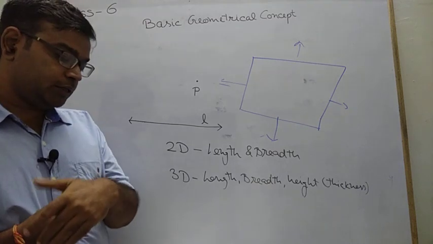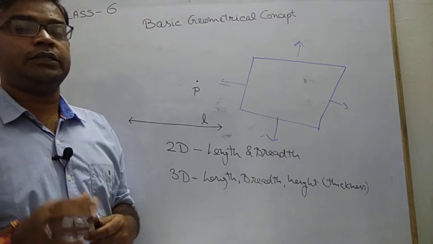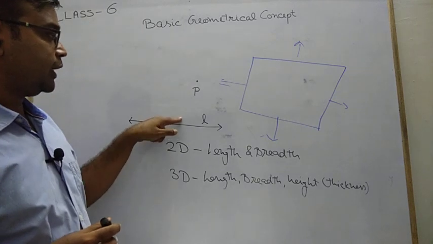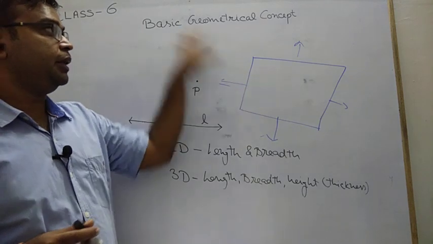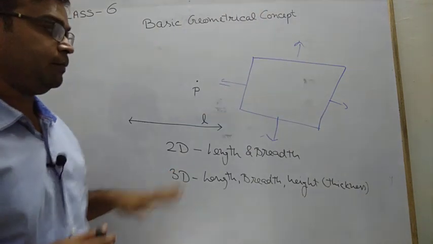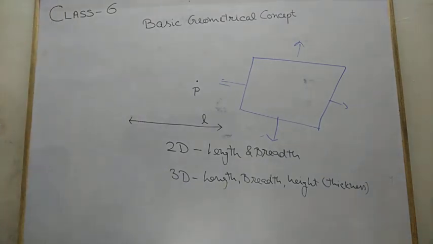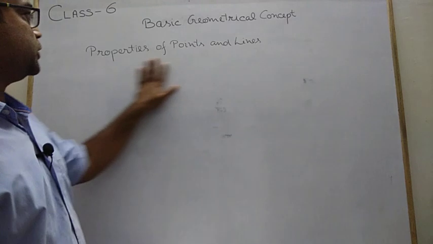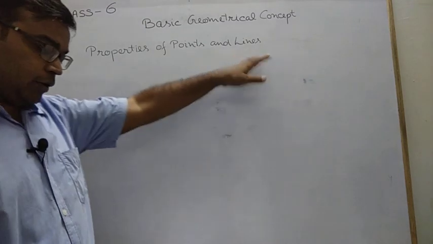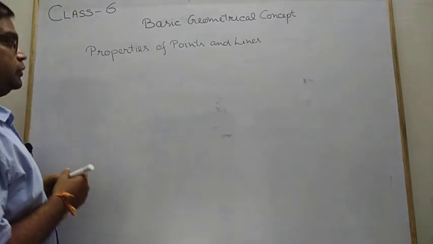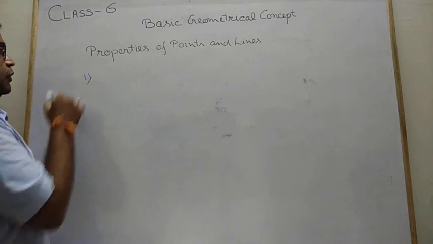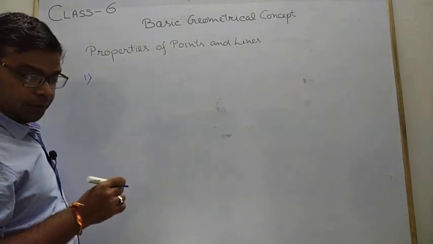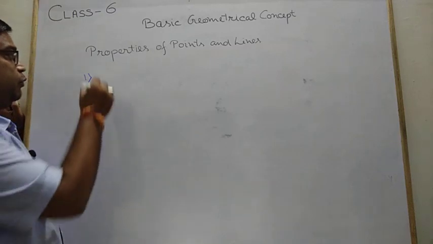Now the next part is the properties of points and lines in a plane, because all points and lines always lie in a plane. This board is a plane. So let's discuss. We are going to discuss properties of points and lines. The very first point I want to share with you is that an unlimited number of lines can pass through a given point.